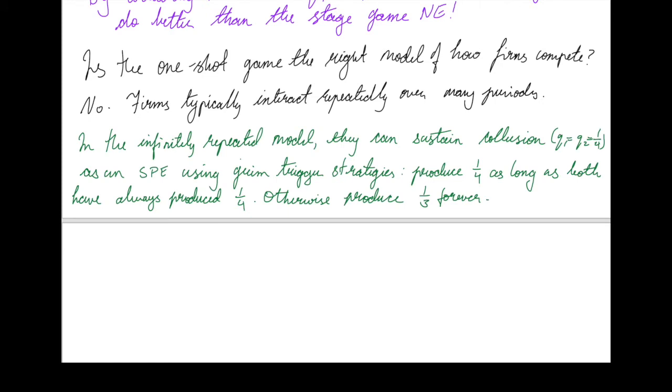So let's check that this grim trigger strategy, where the two firms produce 1/4 as long as they've always produced a quarter, and otherwise, in other words if somebody has cheated, they switch to 1/3 and produce 1/3 forever, is actually a subgame perfect equilibrium. If you recall from the earlier videos, we do that by using the one-shot deviation principle. We check if in any period t, firm i would have a profitable deviation in just that one period.